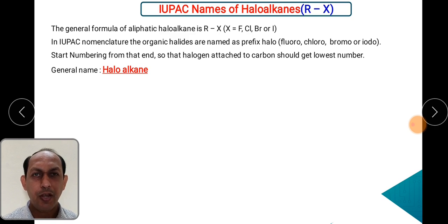So for giving the IUPAC nomenclature, these organic halides are named specifically by the halogen. If your compound contains chlorine, then you have to use the word chloro. For bromine, bromo. For iodine, iodo. For fluorine, fluoro. So for giving name and nomenclature, we have to select the longest continuous chain which contains the halogen as a functionality.